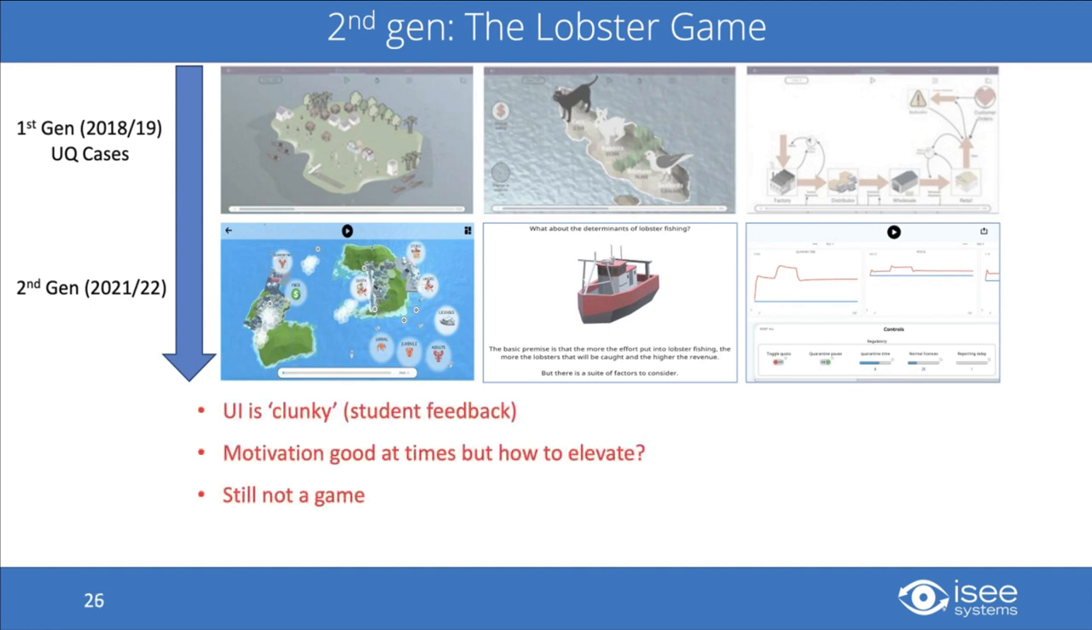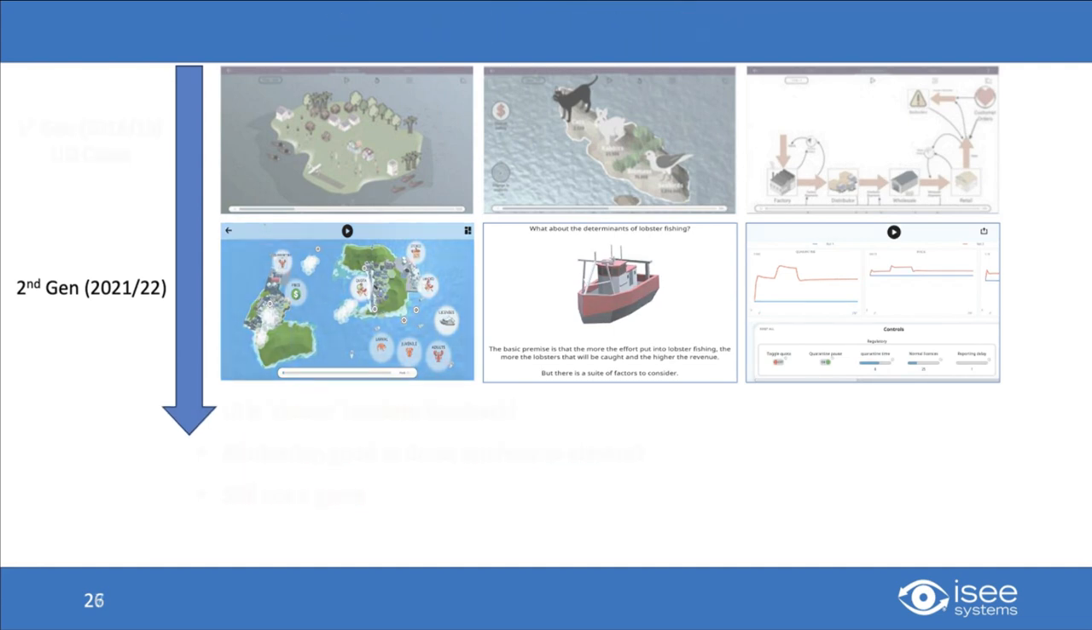Problems: one student told me that the user interface is clunky, or still clunky. So this is direct student feedback. I thought the motivation was good at times amongst the students, and motivation is a really important construct in learning and education, but there's always the challenge of how we improve and elevate it. Even though it's called the lobster game, it's still not a game. I think this is an important feature that's missing from the UQ cases. I think going from gamification to serious games is important.